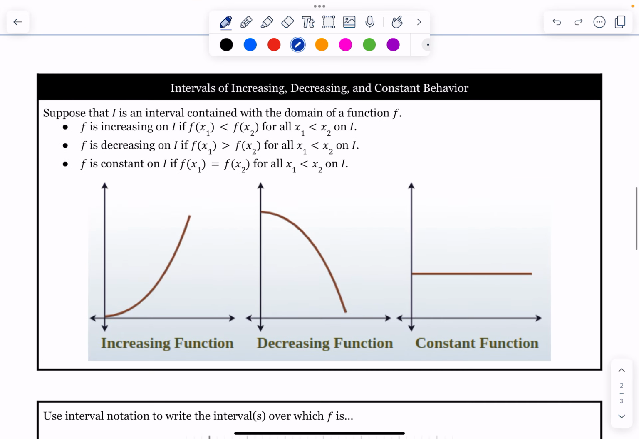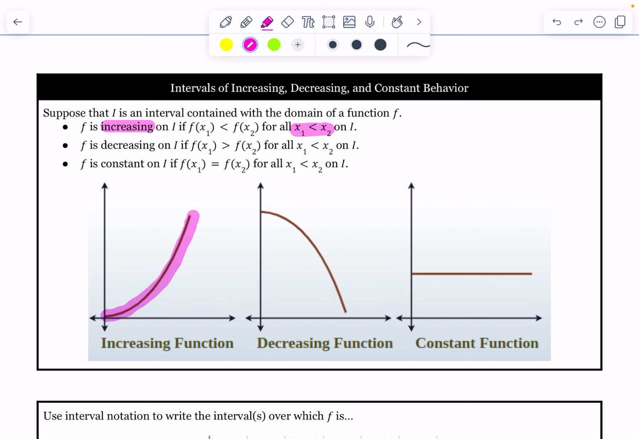All right, next section, intervals of increasing, decreasing, and constant behavior. Suppose that I is an interval contained within the domain of a function f. F is increasing, so let's use the color pink. F is increasing on I if f of x1 is less than f of x2 for all x1 less than x2. Okay, so basically the further that you go to the right, the bigger the y values. So if you look at the picture, that first graph is increasing because left to right, the graph is going up.